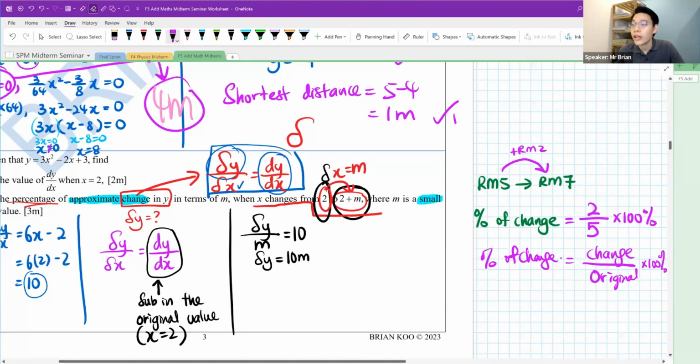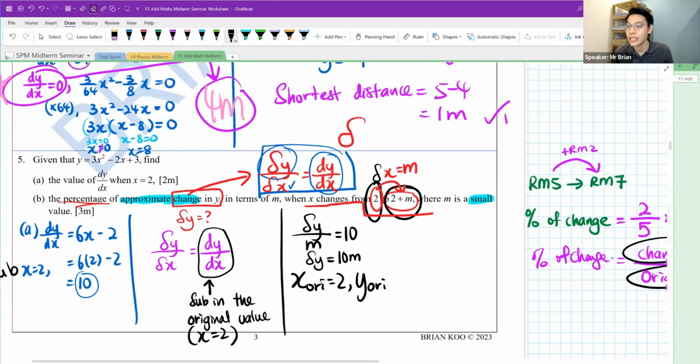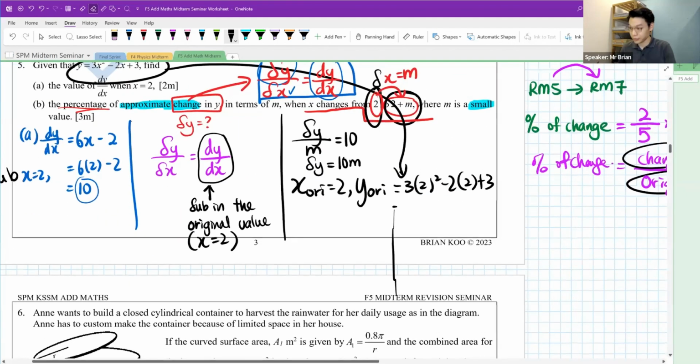Okay, Ken? We already know how much Y changed. But if I want to find out the percentage of change, the original value is missing. The original value of X is equal to 2. What is the original value of Y? You just sub X equals to 2 into the equation, and you will get the original value of Y. So the original value of X will give you the original value of Y.